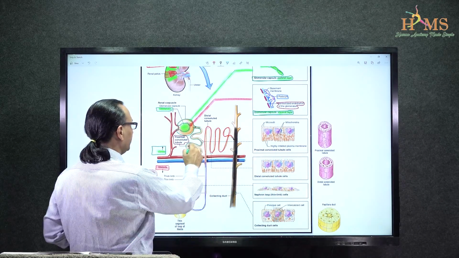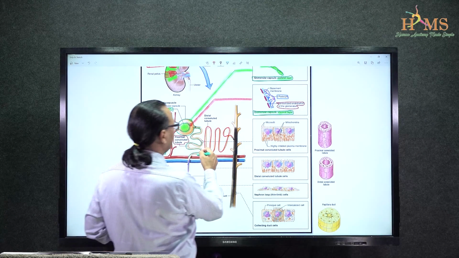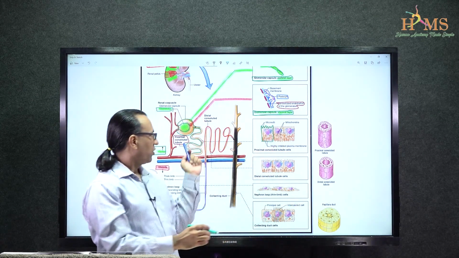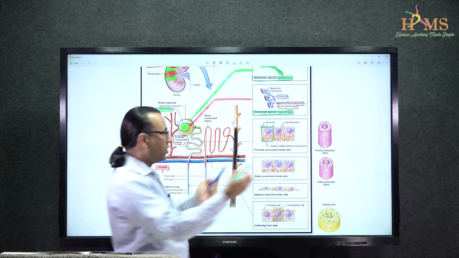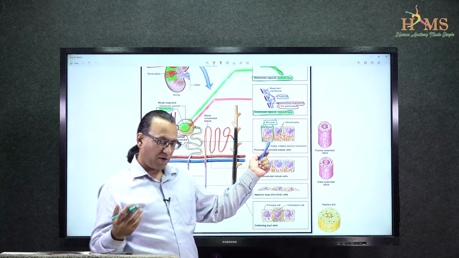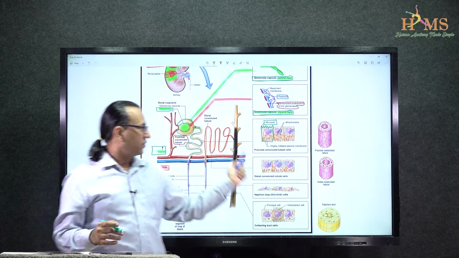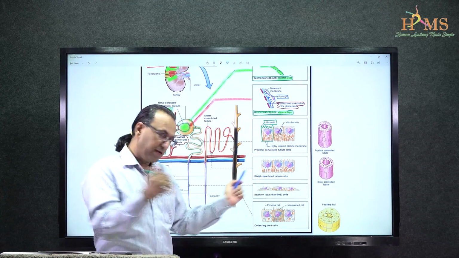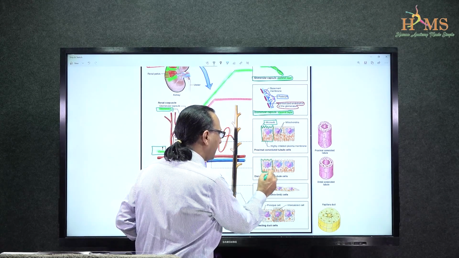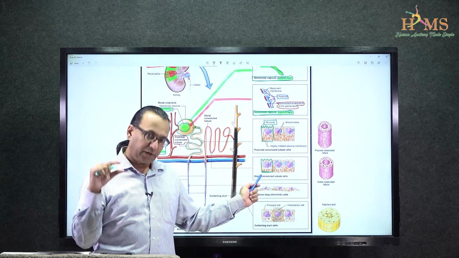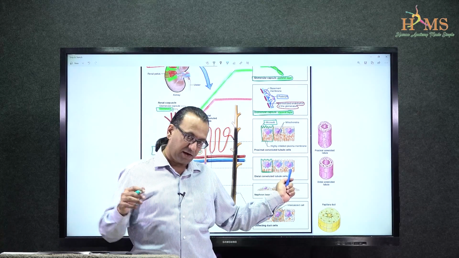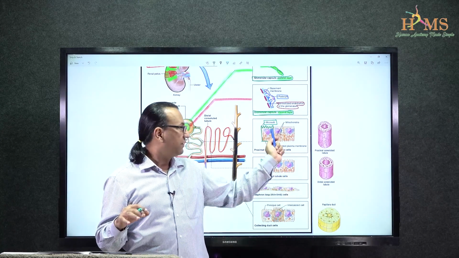But be careful, PCT is doing more of absorption and hence it'll have a lot of microvilli. It's a simple cuboidal epithelium with a lot of microvilli forming the brush border. Whereas if you are talking about the DCT, though it is also simple cuboidal epithelium with microvilli, the microvilli are very few in number, so there is no brush border in the DCT. Though absorption keeps happening here, it is less as compared with the PCT.